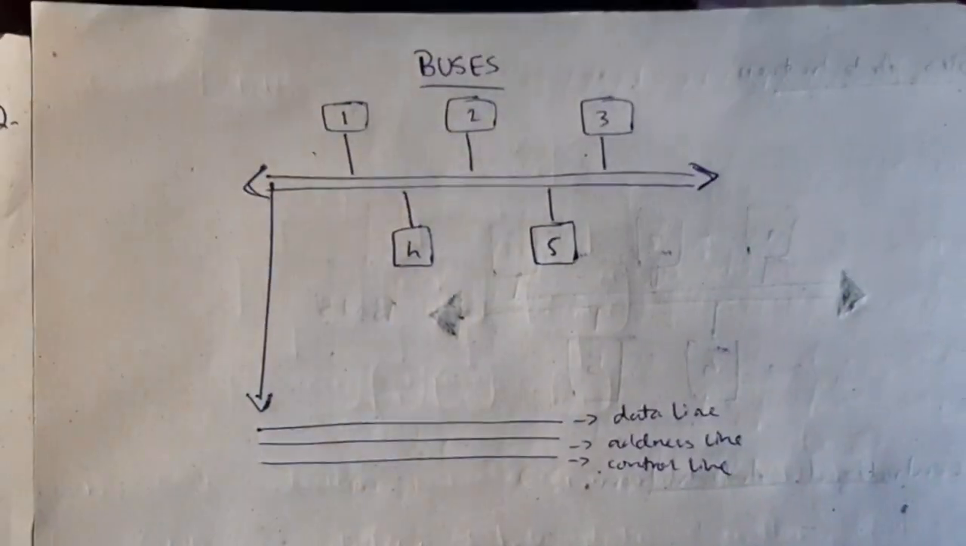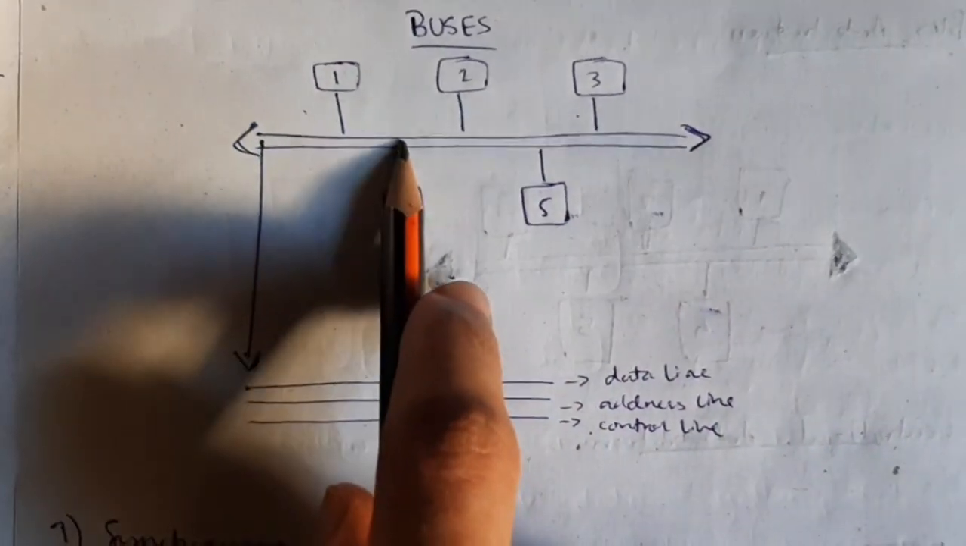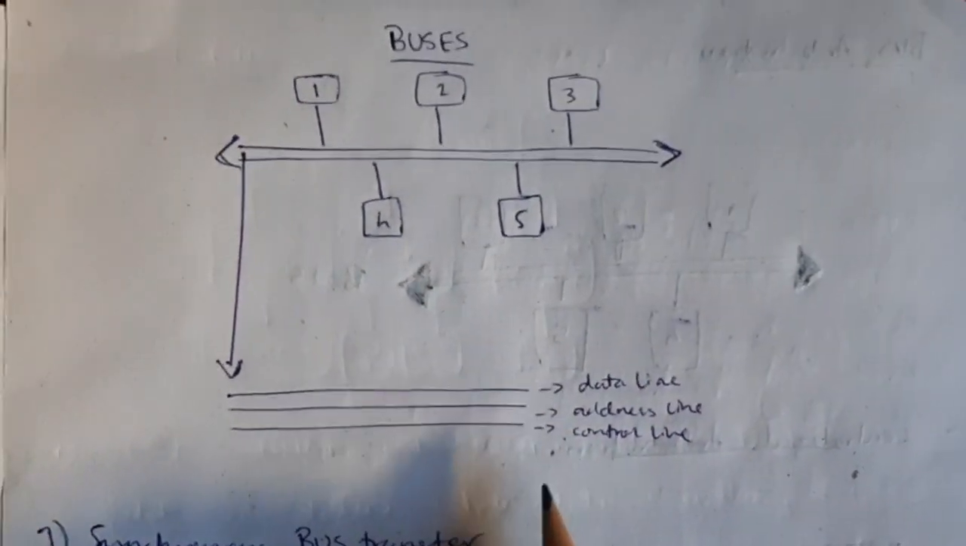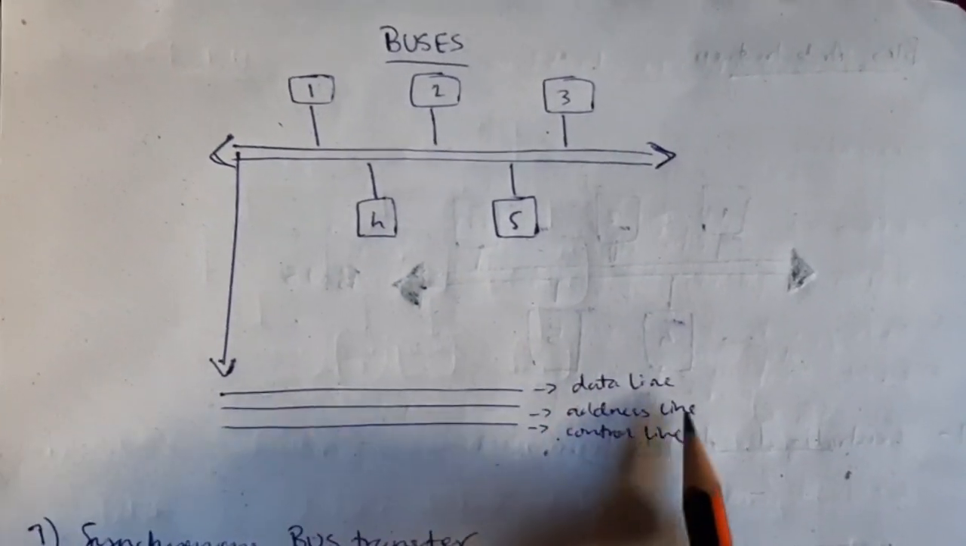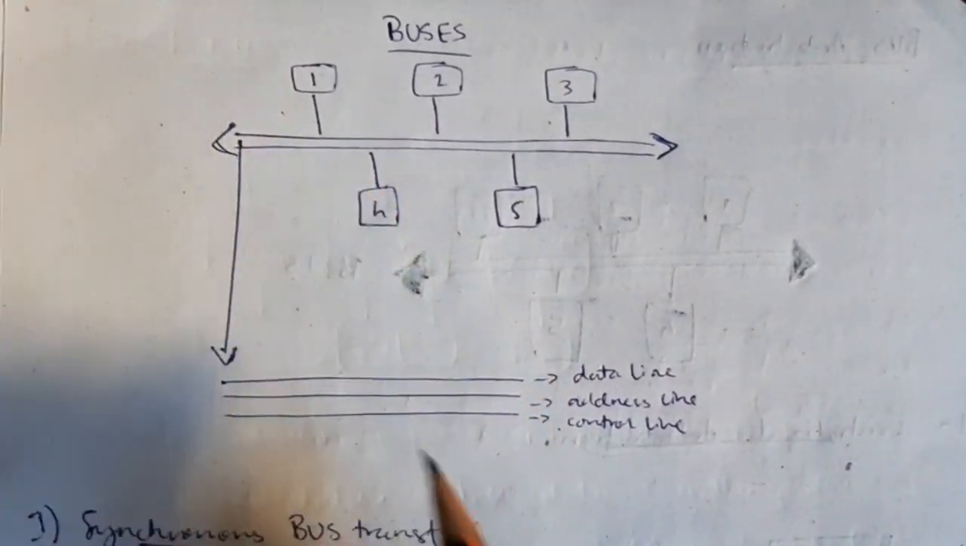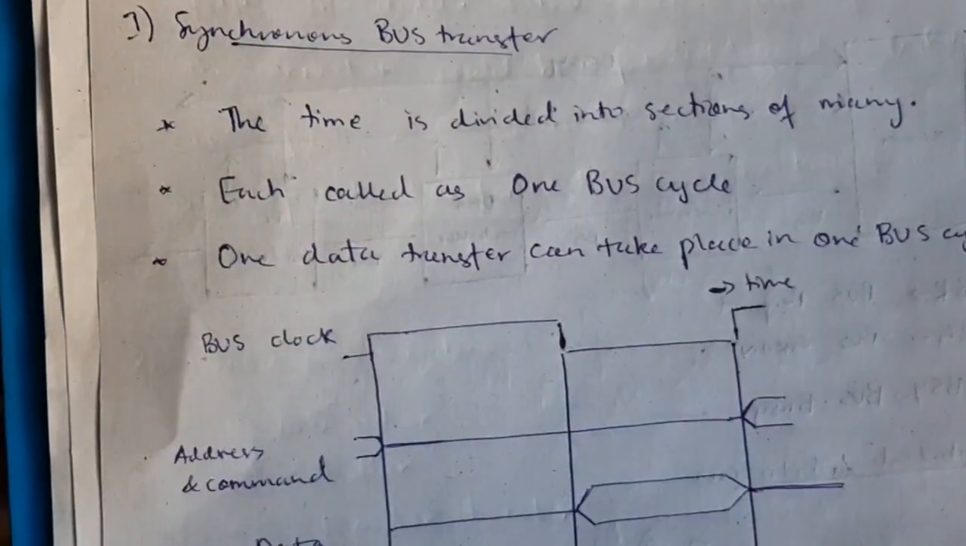Okay, moving on to some further depth about the buses. The bus will be shown like this, but it will have three lines separately, for data, address and control. It's obvious from the names what these functions are, and those functions will be performed for all the devices. Now there are two types of bus transfers, synchronous and asynchronous.